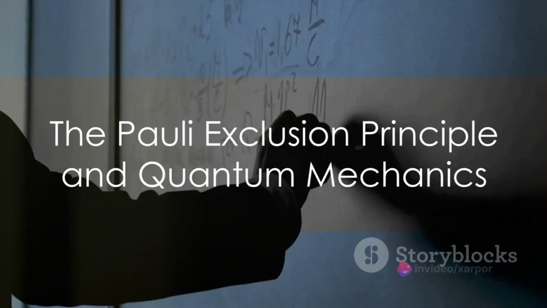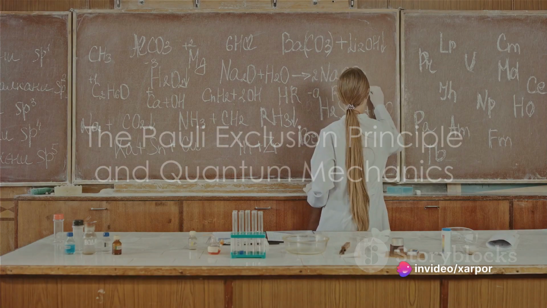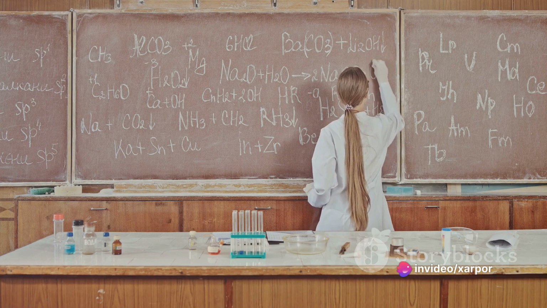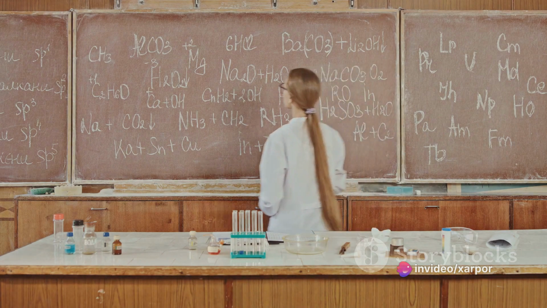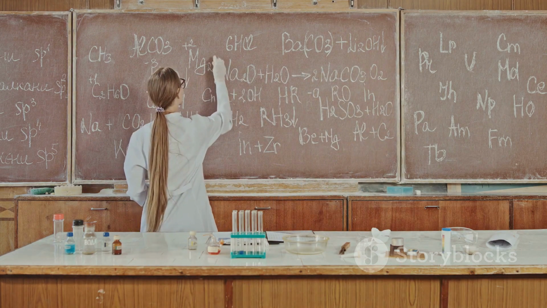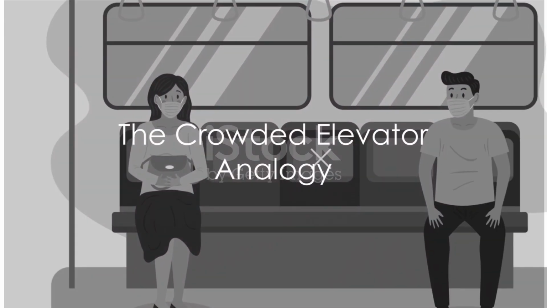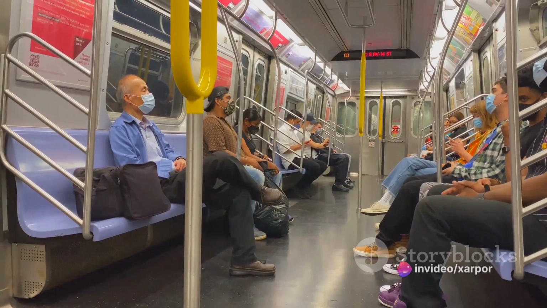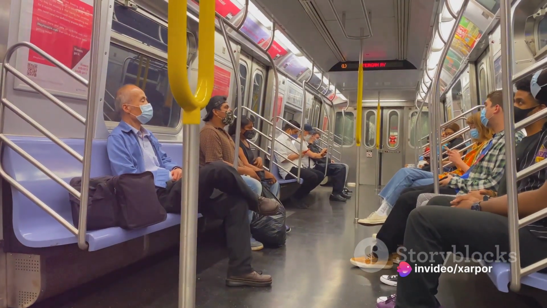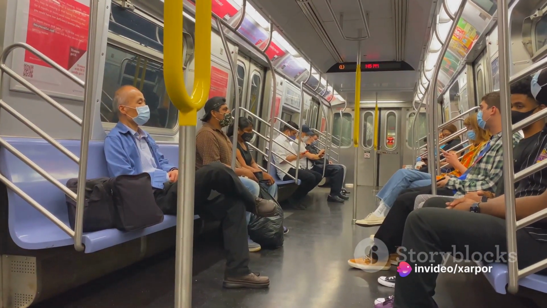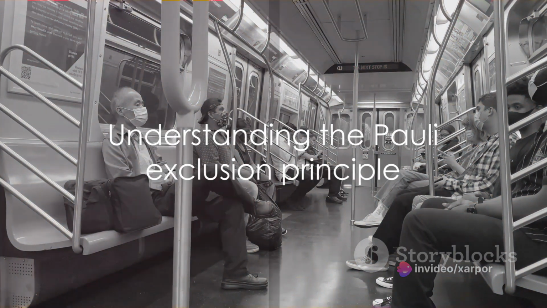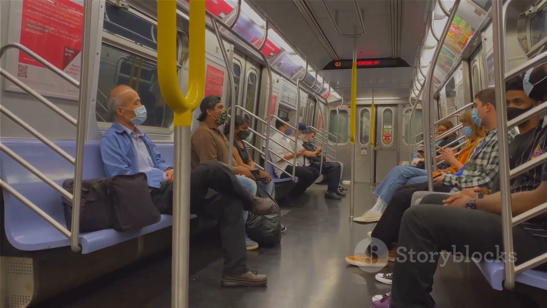Have you ever wondered why the universe, with all its vastness and complexity, doesn't just collapse in on itself? The answer lies in a fundamental principle of quantum mechanics known as the Pauli exclusion principle. Imagine a crowded elevator. Everyone inside has their own personal space, and no two people can occupy the same spot at the same time. This is a simplistic way of understanding the Pauli exclusion principle.